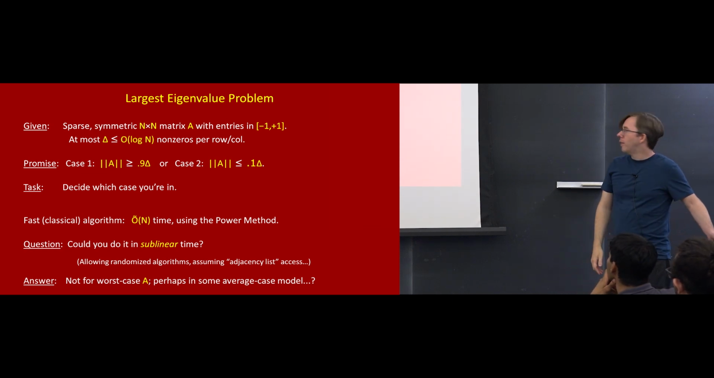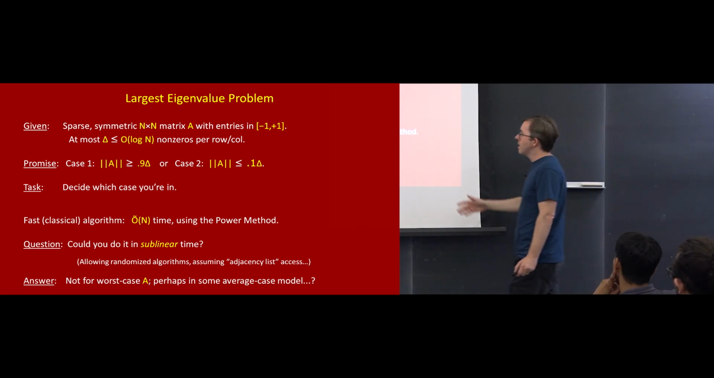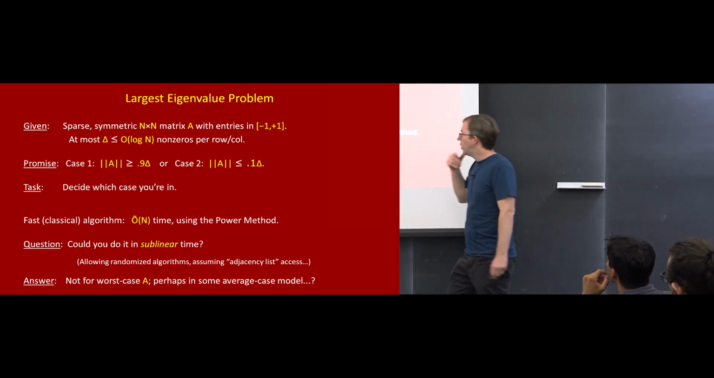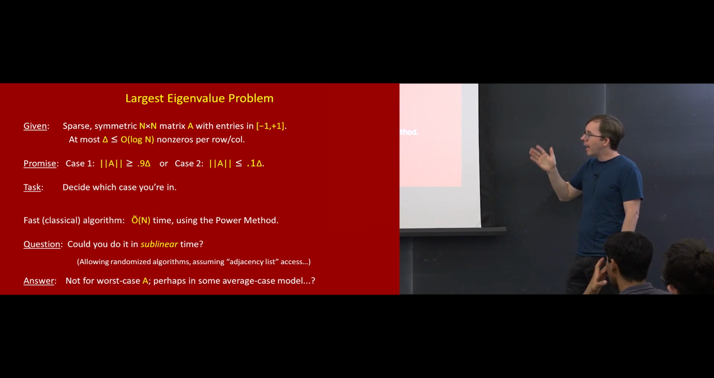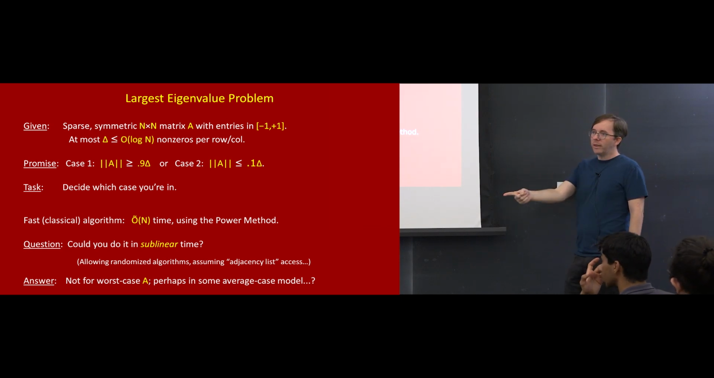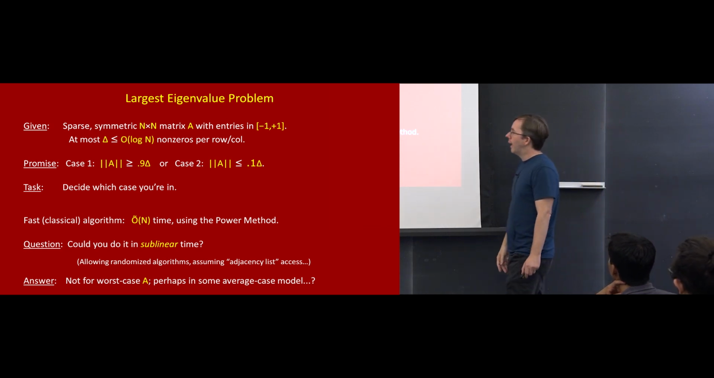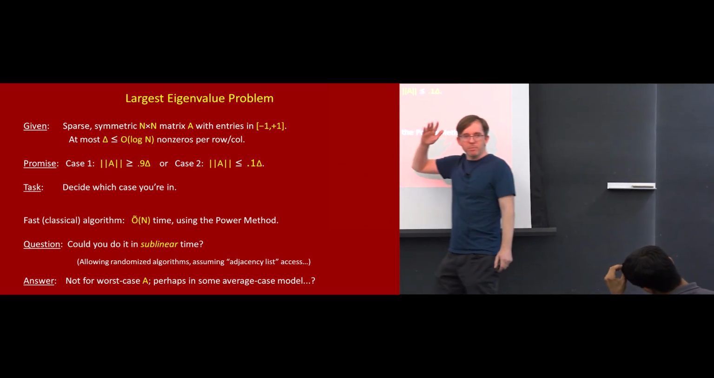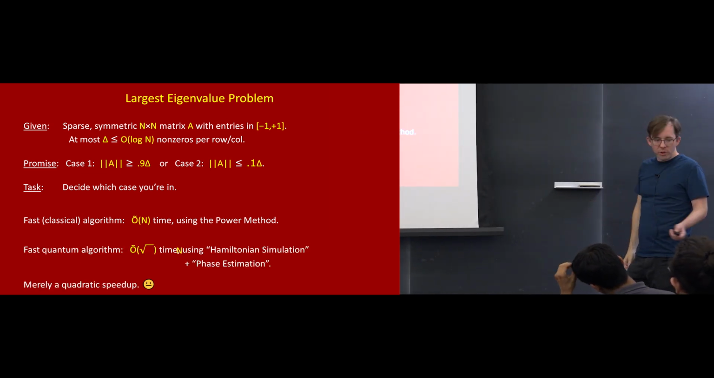So this problem is actually not very hard to solve. There's a fast classical algorithm for this problem that runs in almost linear time in the dimension using, for example, the power method. You just pick a random vector and start multiplying it by the matrix a bunch of times, and very quickly it'll be pointing in the direction of the maximum eigenvalue. And every matrix multiplication is basically linear time because we have a sparse matrix. Okay, so that's great. What more could you ask for?